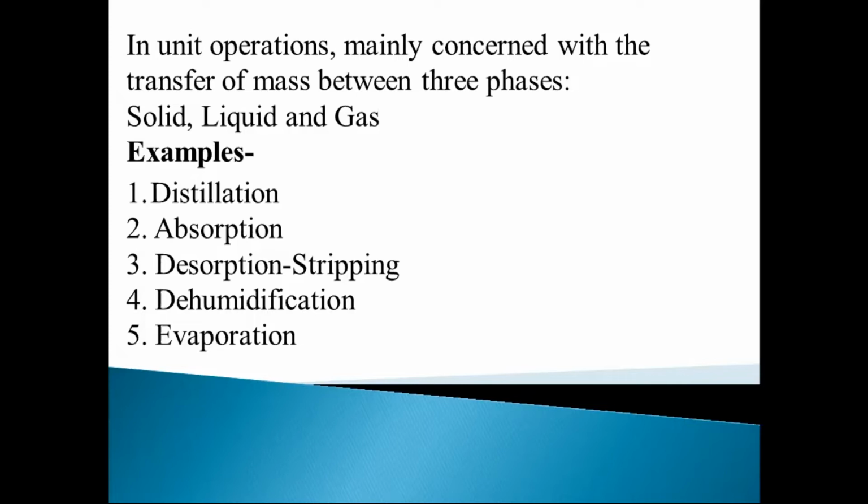I will explain what these examples are, means what distillation is and how transfer of mass takes place here. In distillation, there is a separation of miscible liquids, and the driving force for distillation is the difference in volatility. Next, the second one is absorption. Here also transfer of mass takes place from one position to another position. How? Soluble vapors are being absorbed in the liquid. The third one is desorption or stripping. It is opposite to absorption.